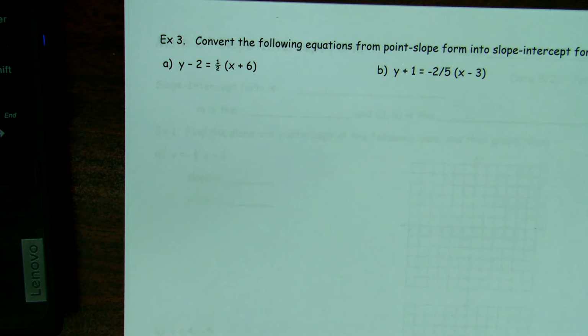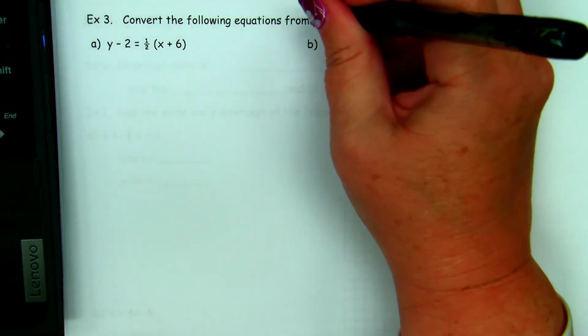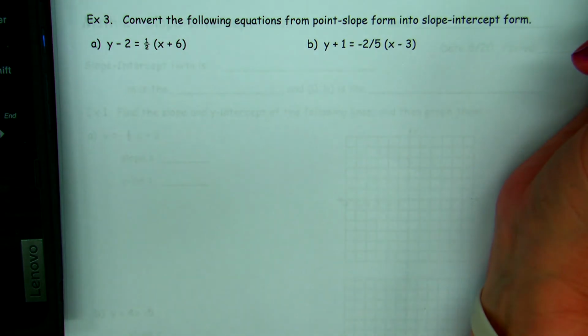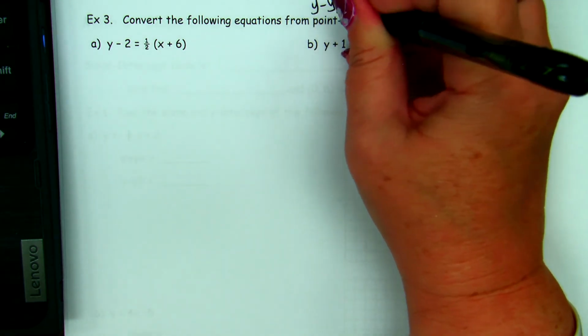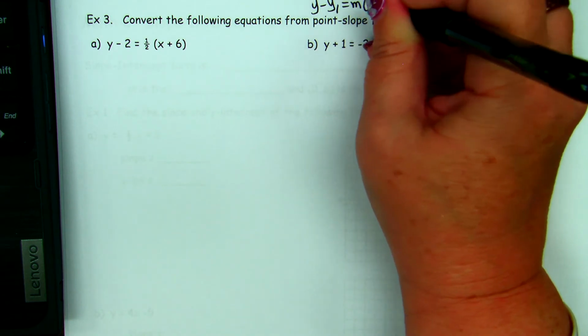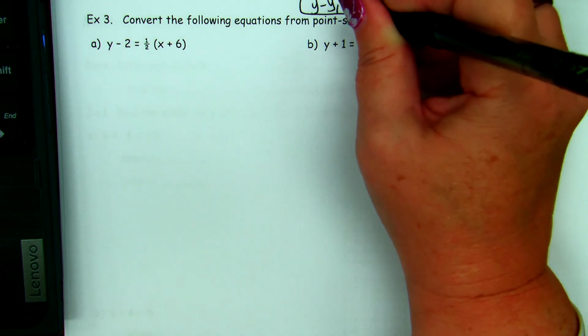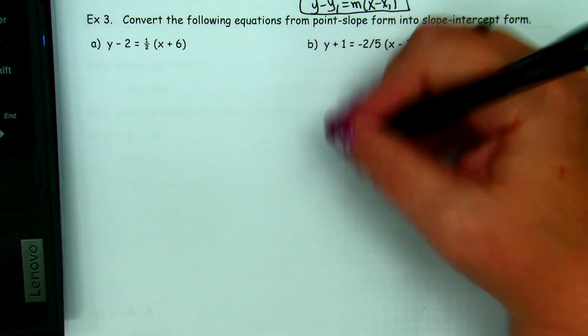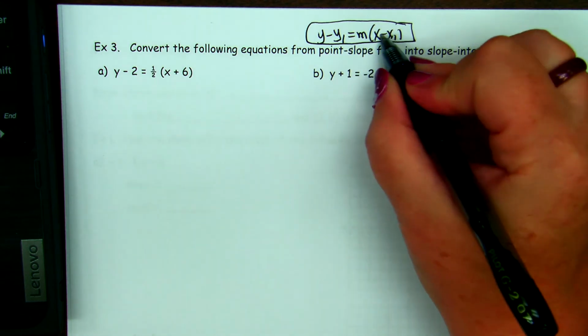And the last kind of problem is convert the following equations from point-slope form into slope-intercept form. Y minus y1 equals m times x minus x1. Point-slope form, where the slope is m, so these should both have a slope of m when we're done. And the point is (x1, y1), and they're subtracted.